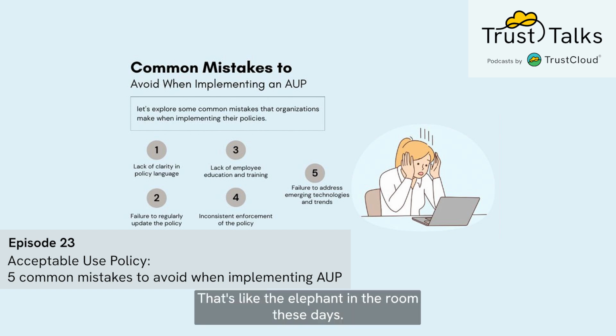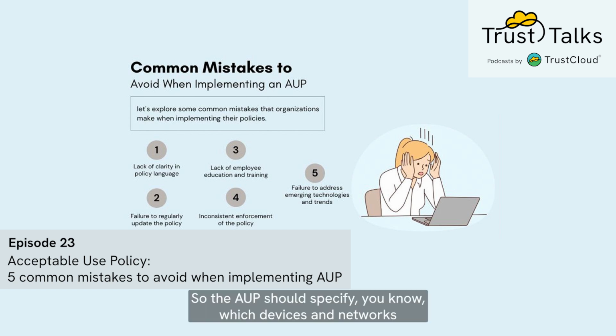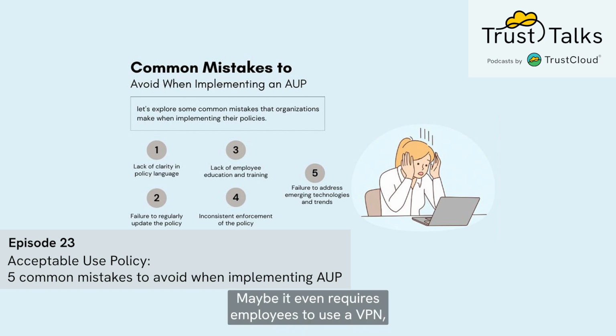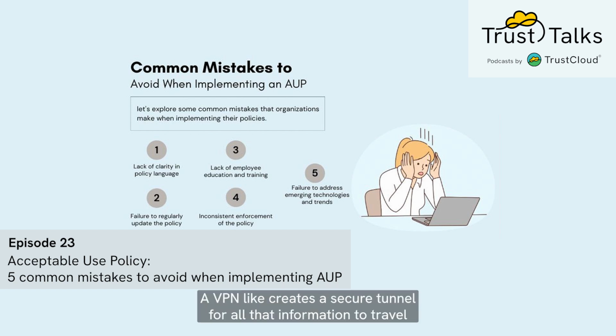What about remote work? That's the elephant in the room these days. Yeah, for sure. With so many people working from home, it's absolutely crucial to have some guidelines for accessing company systems remotely. So the AUP should specify which devices and networks are authorized for remote access. Maybe it even requires employees to use a VPN to encrypt their connection and protect their data.